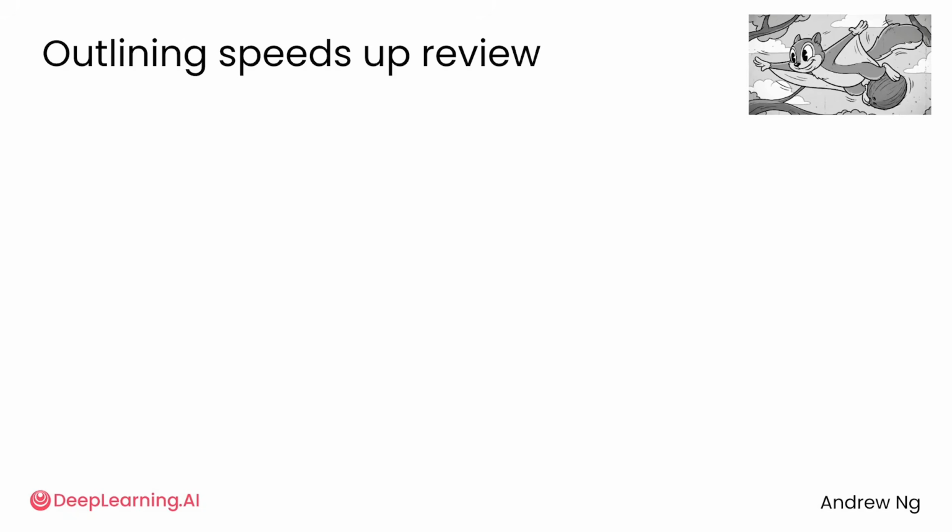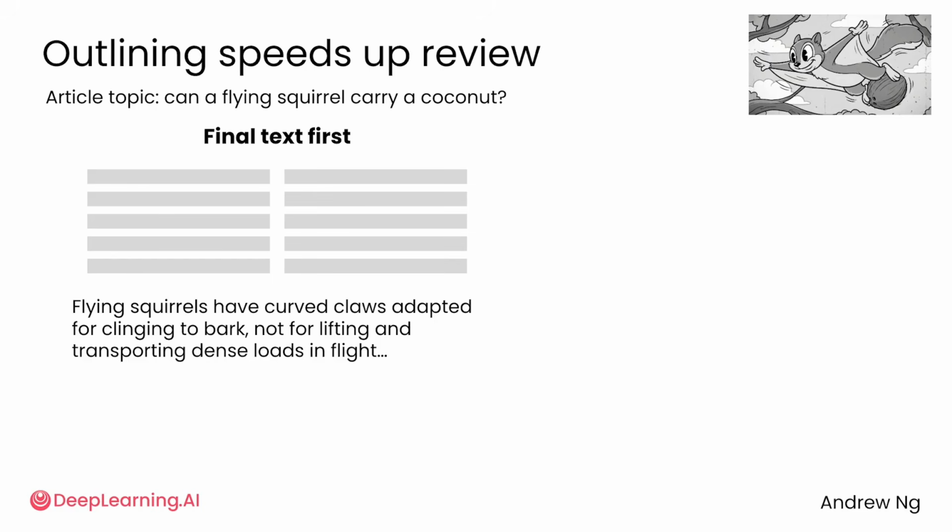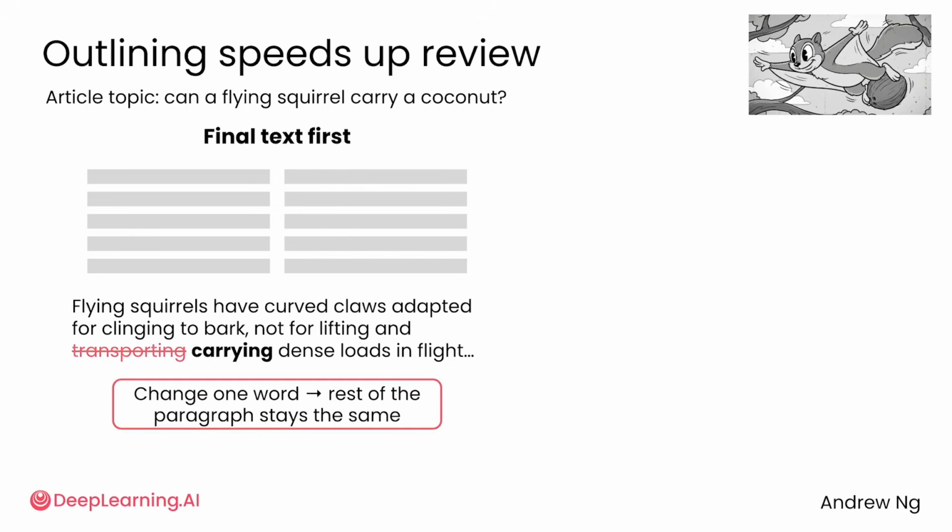Let's say you're working on a fun article about whether a flying squirrel can carry a coconut. In contrast to having AI first work with you on the outline, then on bullet points, and then on the final text, maybe you ask AI to write the final text right away, just from the start. If it writes a sentence like this, you may be unhappy with a few words, and you can edit a few words, but changing each word just changes one word, and the rest of the paragraph stays the same.